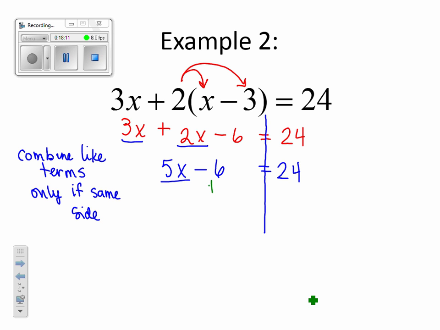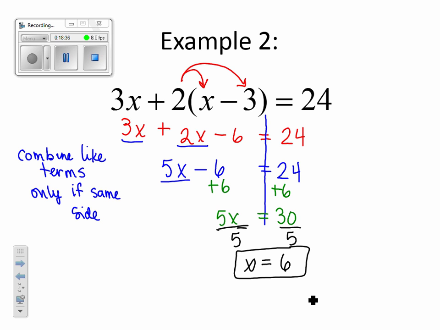Going to try to get that x alone again. So I want to add 6 to both sides. I get 5x equals 30. Divide both sides by 5. Excuse me, I'm dividing by 5, and we're not dividing by the x, we're dividing by 5. So we get x equals 6. Now, you would plug that in and check it out, make sure that it works in your equation before saying that for sure is the solution.